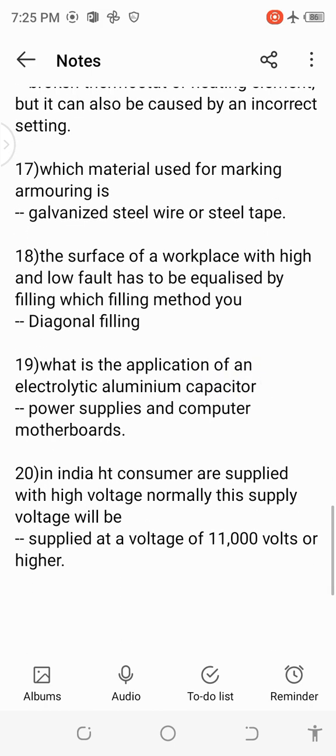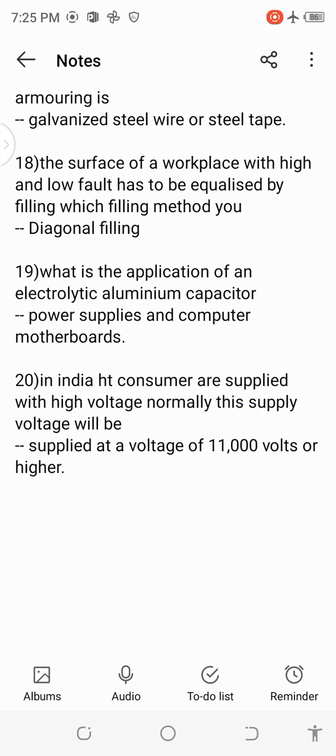18. The surface of a workpiece with high and low faults has to be equalized by filing. Which filing method is used? Diagonal filing. 19. What is the application of an electrolytic aluminium capacitor? Power supplies and computer motherboards.